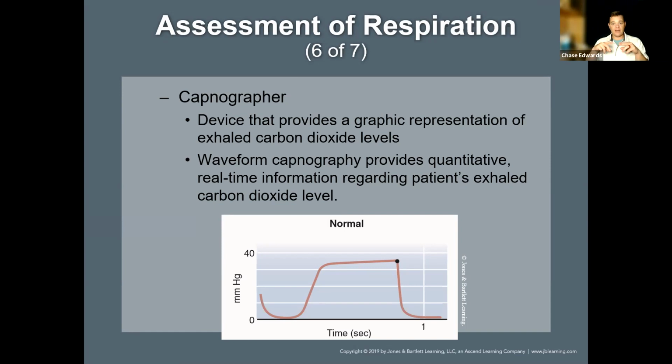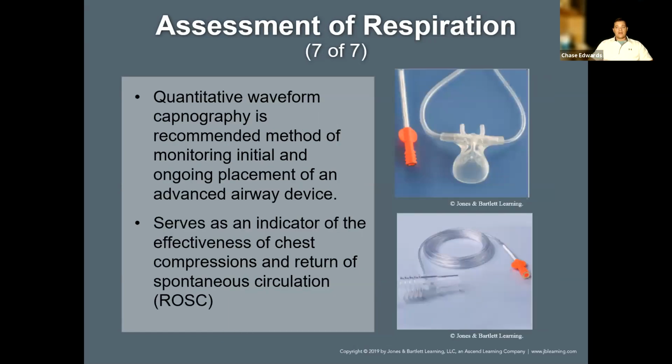A capnometer is a device that provides that graphic representation of exhaled carbon dioxide levels. Waveform capnography provides quantitative real-time information regarding the patient's exhaled carbon dioxide level. It's very good stuff. It's the gold standard. There it is. Look at that. The quantitative waveform capnography is the recommended method of monitoring initial and ongoing placement of an advanced airway.